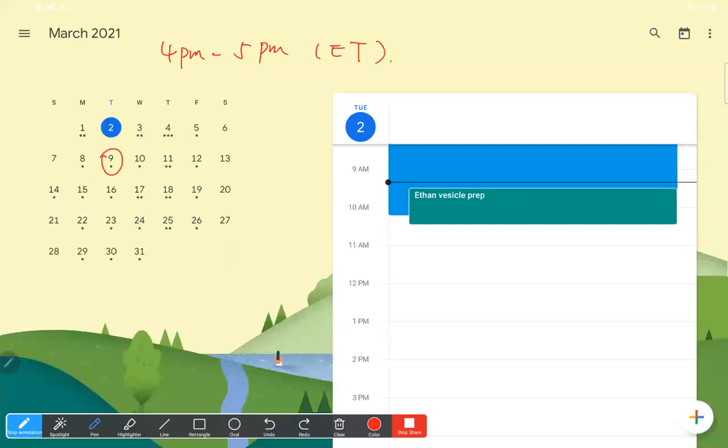So at that time, please log in to the Zoom meeting. I will send the Zoom meeting link before Tuesday. Then you log in to that meeting and open your camera and mute your microphone. If you have any question, you can type in the chat or just open your microphone and ask me. And I will stay with you for this whole hour exam.